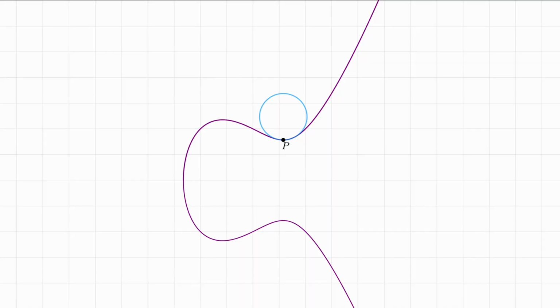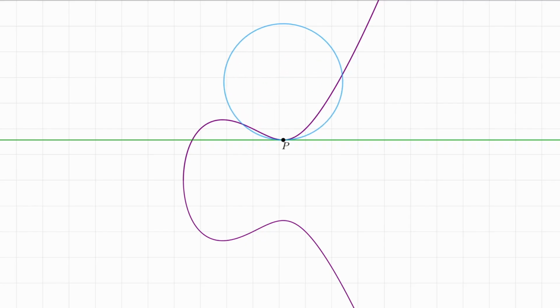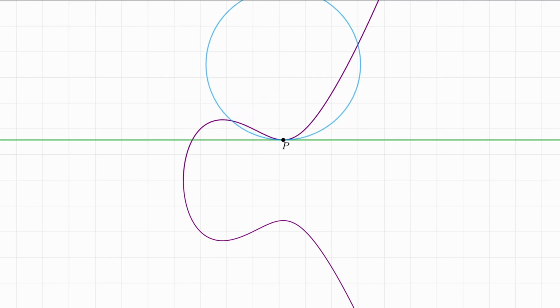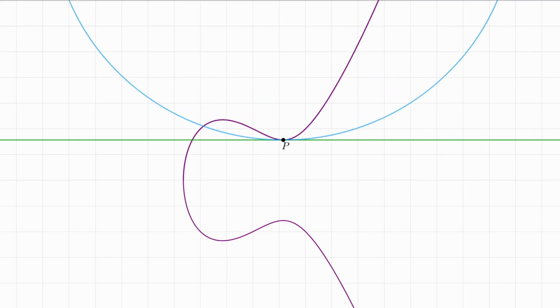Notice that this circle of best fit is tangent to our curve at this point P. So here's the tangent line, and let's look at all of these other tangent circles, right? These circles that sit on top of this tangent line. And of course, some of these circles are much better fits than others. So what we want to do is to say, well, if we start with any one of these circles, how can we get to the circle of best fit?